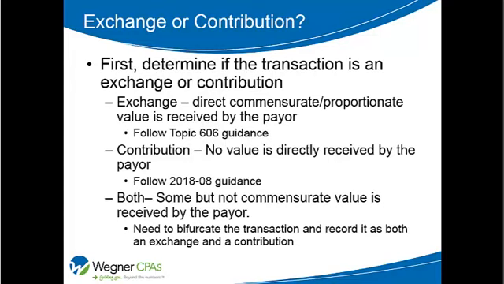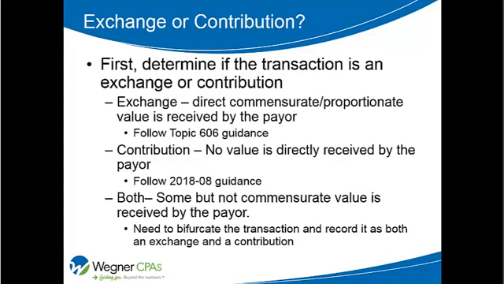Okay, so I'm receiving direct, commensurate, or proportionate value to what I gave you. If it's an exchange transaction, we're going to follow the Topic 606 guidance. If it's a contribution, no value is directly received by the payer. So if I give you $10 to go towards the American Cancer Society and I get nothing in return, that would be a contribution.